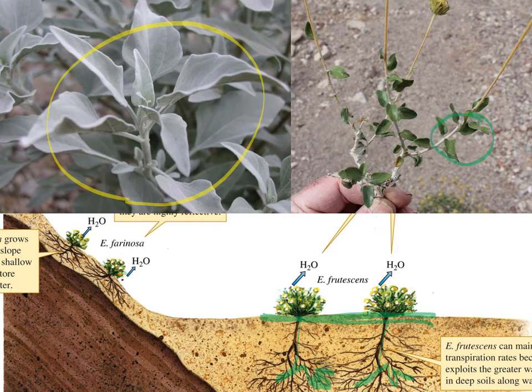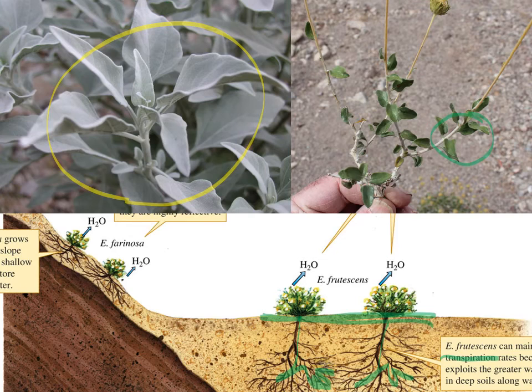Most of them are completely below ground. Remember, it's allocating energy to get something that's hard to find, and that would be water in this case, and it is tapping into the groundwater. Because of that, it can maintain high rates of transpiration, and it can cool itself with the evaporation of the water from the leaves. The Farinosa doesn't have such a deep root system.